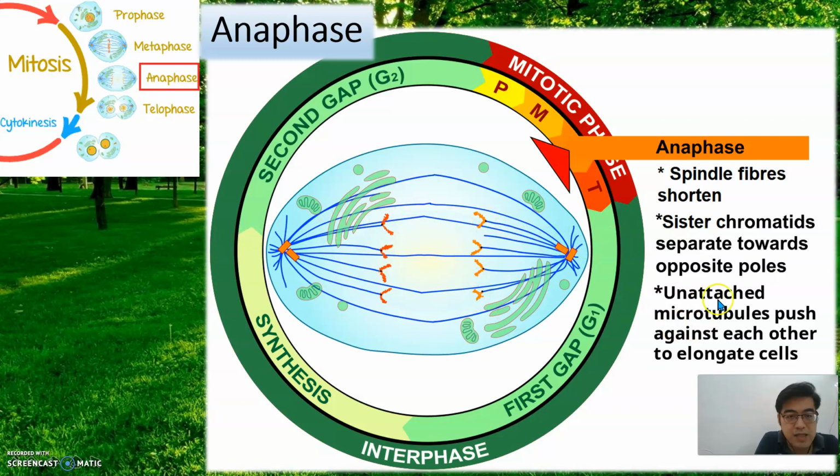And what about those unattached microtubules? These microtubules, which are the spindle fibers, are unattached, and they will push against each other to elongate. Elongate means make the cell longer, okay? Elongate the cells. So that's basically anaphase.